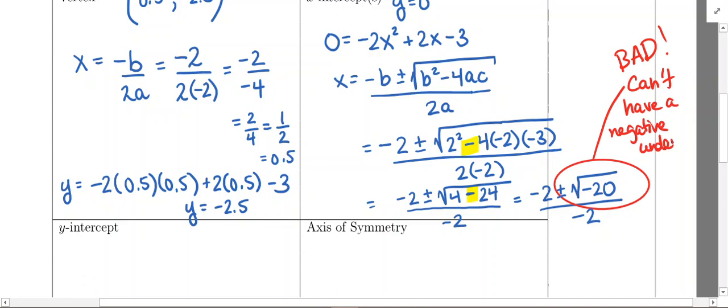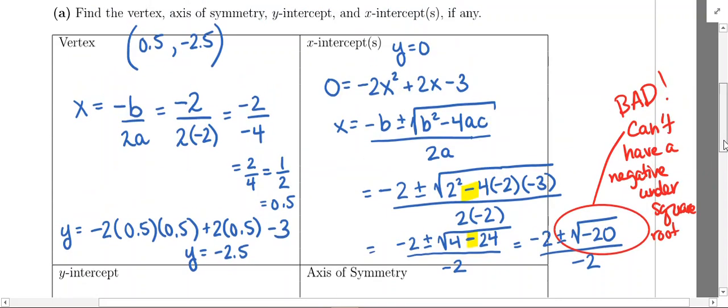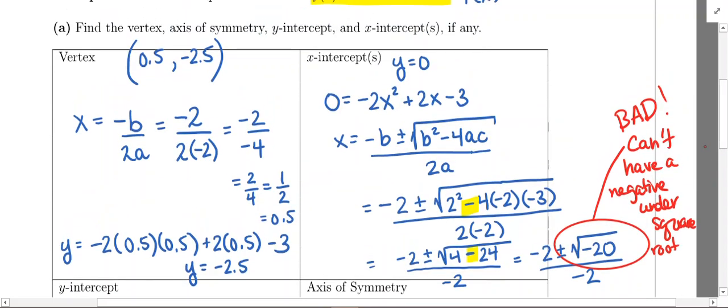All right, so what does this mean? Okay, well, think about what we were doing. We were trying to find the x-intercepts of this parabola. So we set up our quadratic equation. That was negative 2x squared plus 2x minus 3 is equal to 0. And we started trying to solve it.